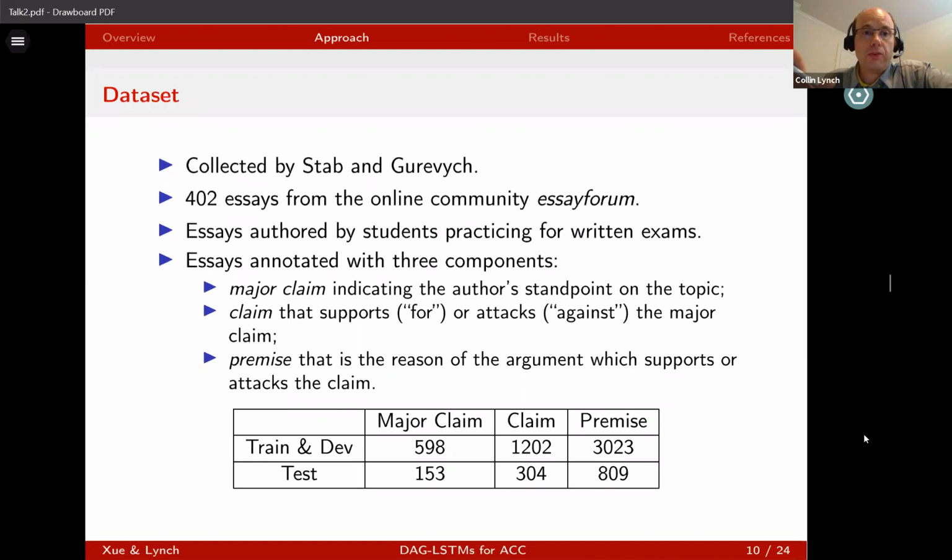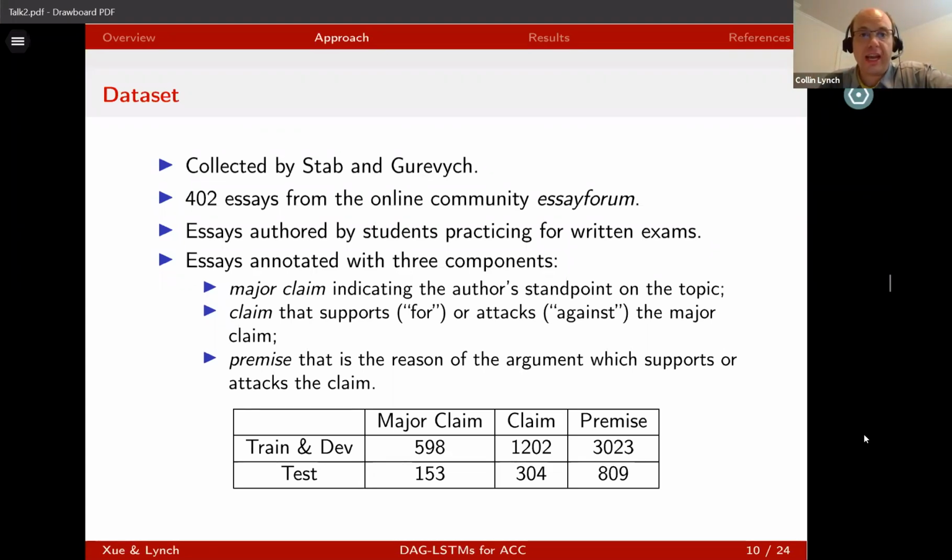The data set we use for this was collected originally by Stab and Gurevych. It consists of 402 essays from the online community essay forum. This is an open forum that is used primarily by students to post essays, critique them, get writing advice and feedback. The essays selected are ones that were authored by students who were generally practicing for written exams such as a TOEFL or a written GRE.